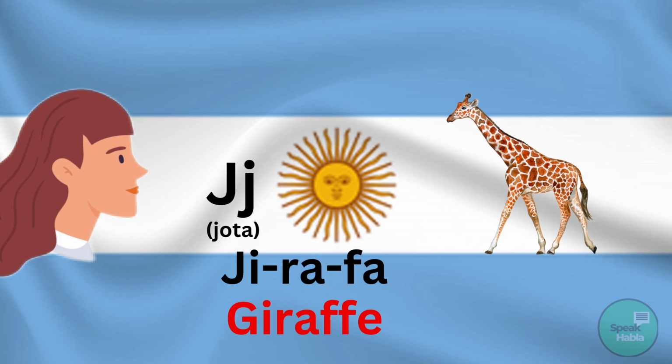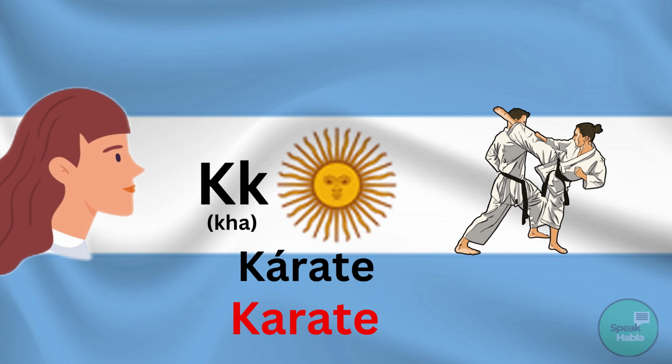The letter J is pronounced J. Say it with me. J. Now, let's say it in an example. Jirafa. Giraffe. Okay, one more time. Say it with me. J. Jirafa. Very good.